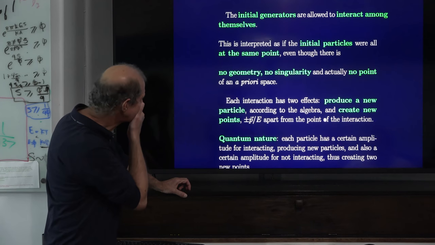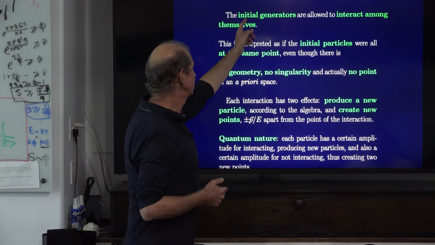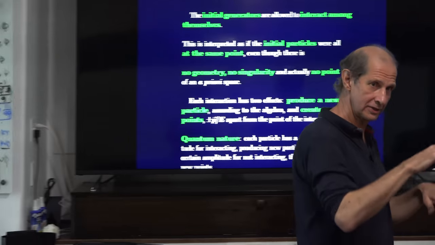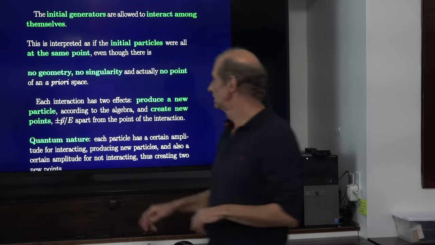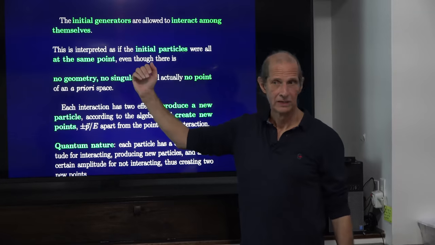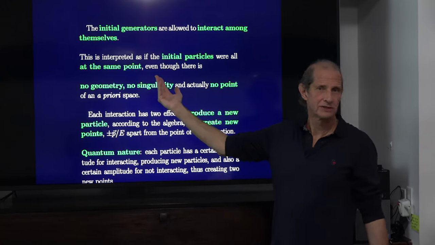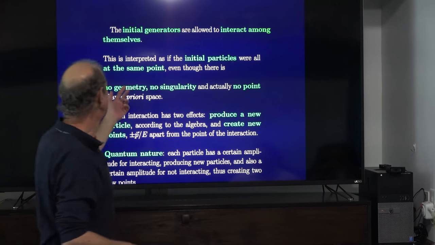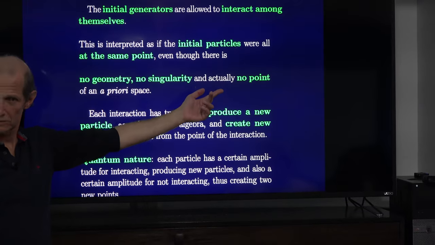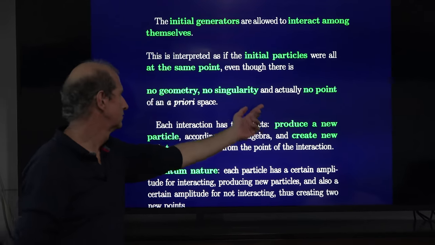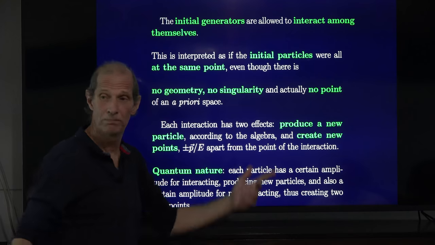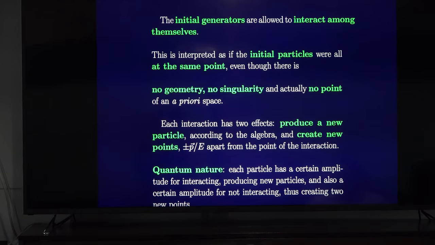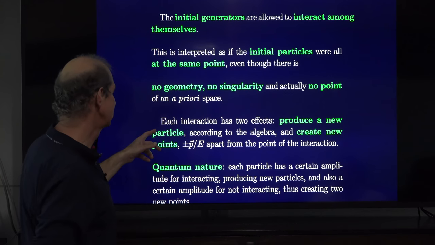Okay. So this is a point I've already raised. The initial generators, so the generators associated to those 9 roots, the 8 simple roots plus the negative one, are allowed to interact among themselves. With the definition of a point that I gave before, this is interpreted as they are all in the same point, although there is no geometry, no singularity, as we usually think in terms of the Big Bang. There is nothing of this. There is actually no point of an a priori space. It's just a definition of a point, because they all interact there, but I've made this point already before.